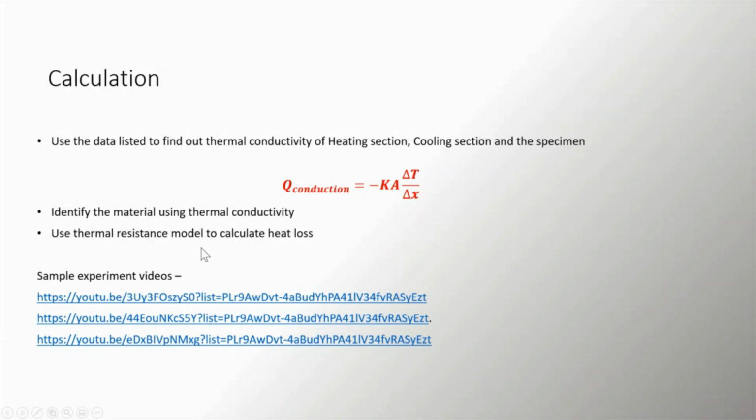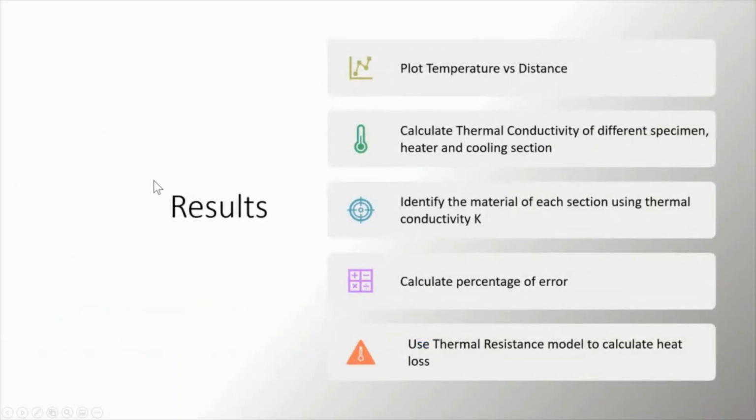So we already explained everything that needs to get into the calculation. And what I'm expecting in your result: definitely a plot of temperature versus distance. Then definitely calculate the thermal conductivity for different specimens. Identify what material it is. Calculate the percentage of error.